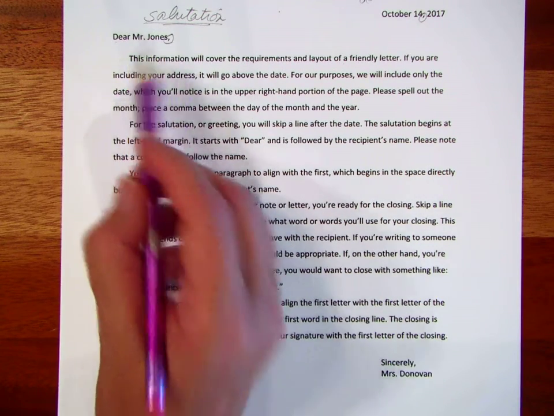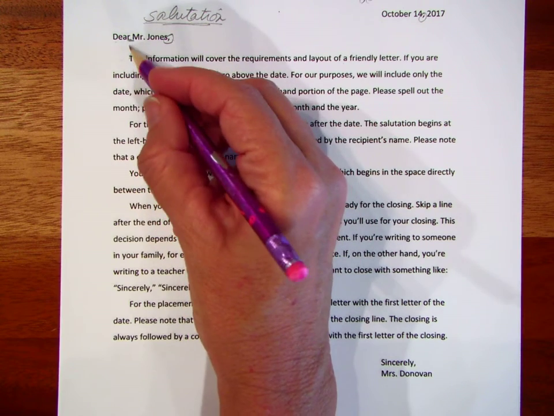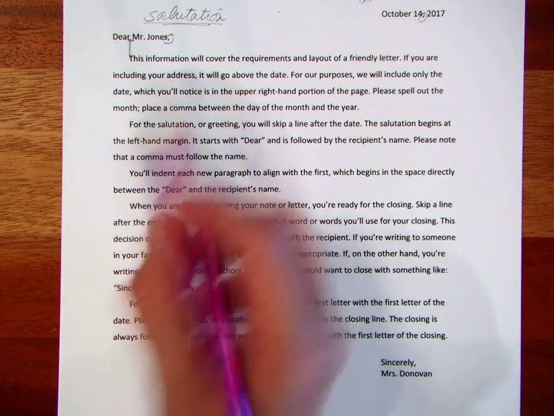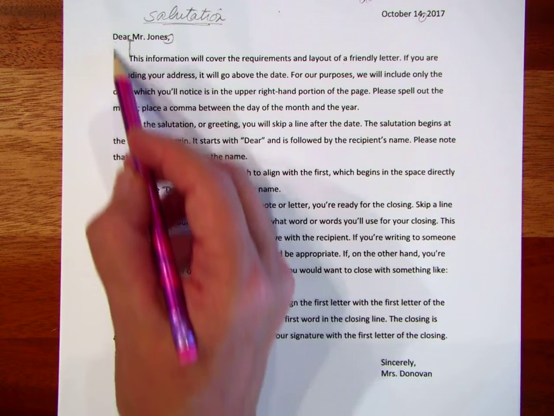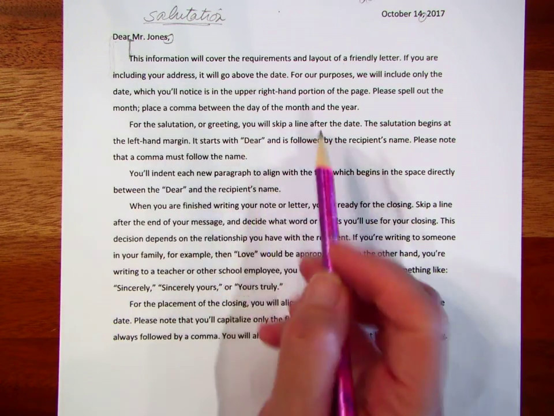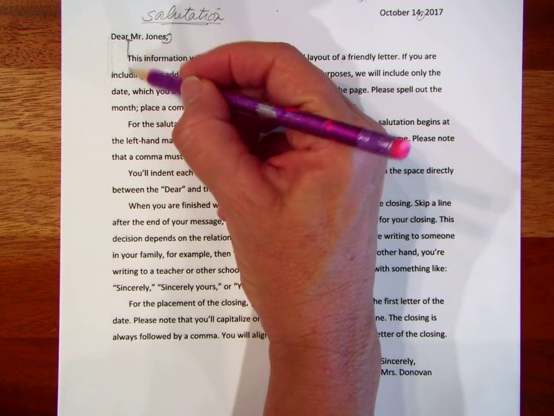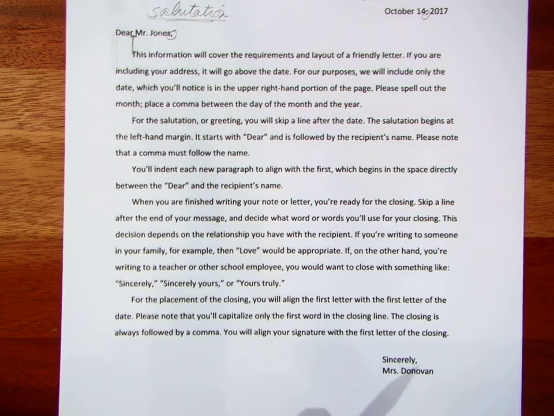To know how far to indent, you look at the space between the dear and the name and line up your new paragraph, each new paragraph under that space. Then your subsequent lines will go back to the margin where the dear is, and they will line up with dear. When you finish a paragraph, you start a new one by matching up that same indentation, the space between the dear and the name.